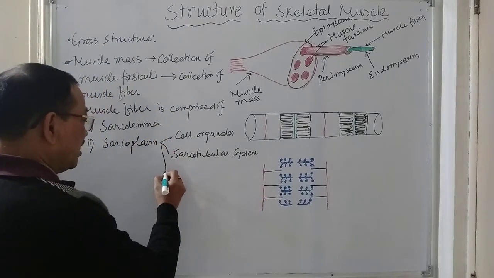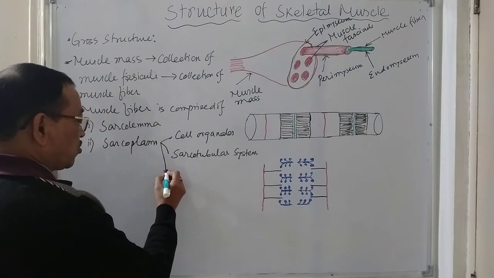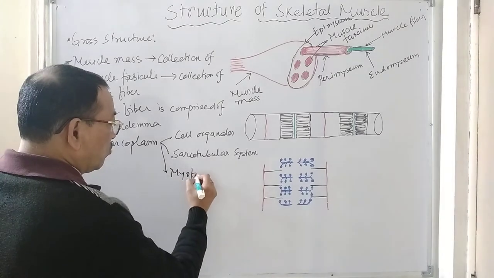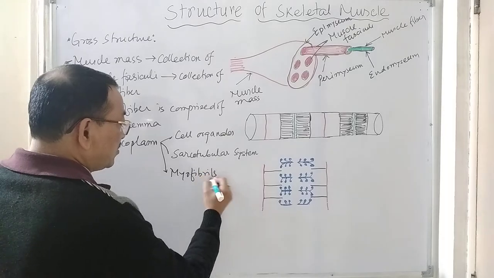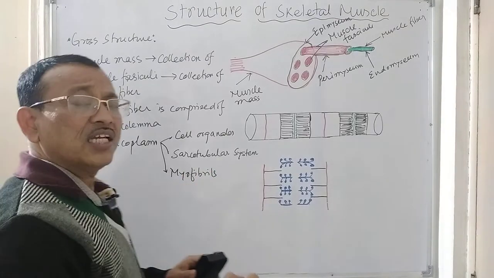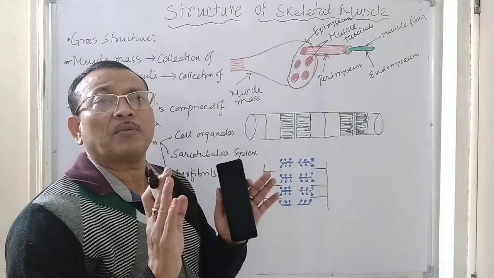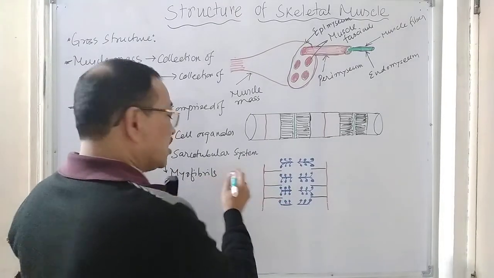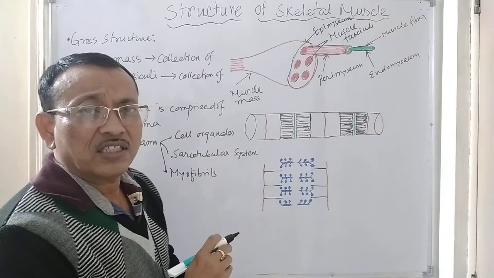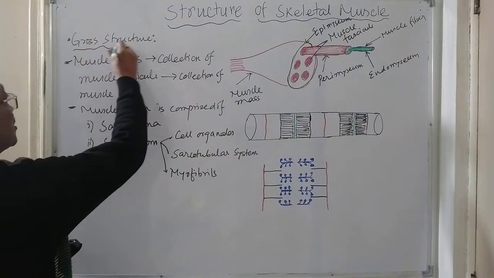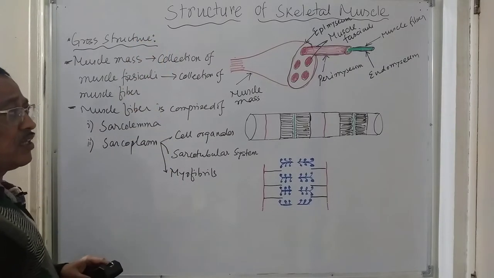And thirdly, this sarcoplasm contains the myofibrils. And these myofibrils are the contractile part of the muscles. Because of these parts, the muscle is able to contract. So these are the gross structures of the skeletal muscle.